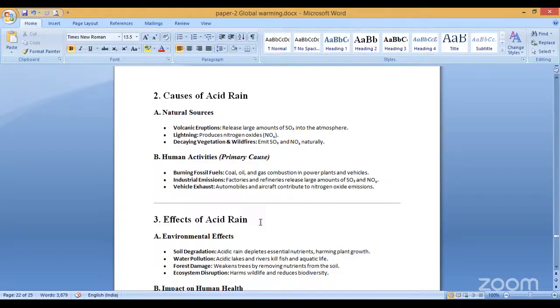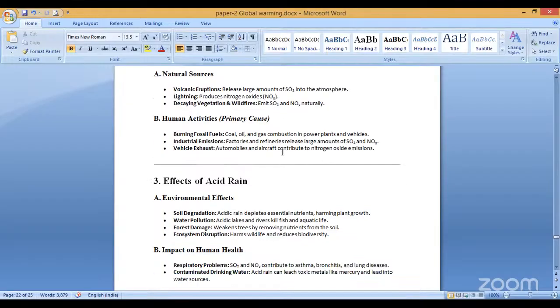Shall I repeat once again? Human activities are the primary causes of acid rain. The first one is burning fossil fuels, coal, oil, and gas combustion in power plants and vehicles. The industrial emissions: factories and refineries release a large amount of sulfur and nitrogen compounds. Vehicle exhausts, automobiles, and aircraft contribute to nitrogen oxide emissions.